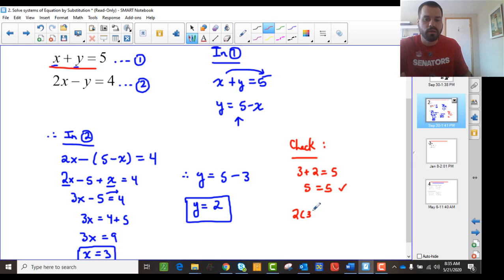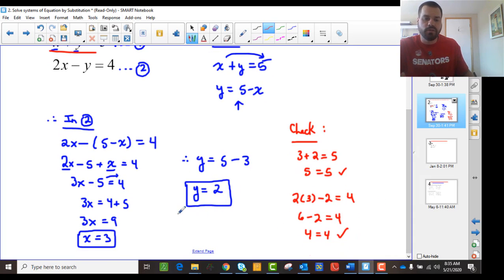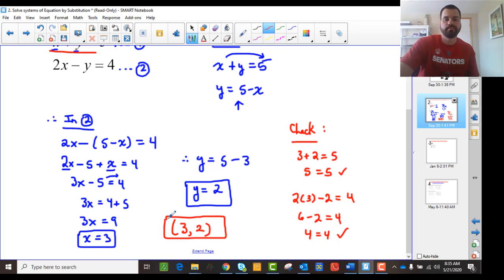2 times 3 minus 2 is supposed to equal 4. We get 6 minus 2 is equal to 4. And that means that 4 is equal to 4. And we say, yes, that also checks out. So then I know my answer is correct. And you can state your answer like this, x is 3, y is 2, or you can state it as a point, just like we did when we were graphing. Okay, so the solution is 3 and 2.